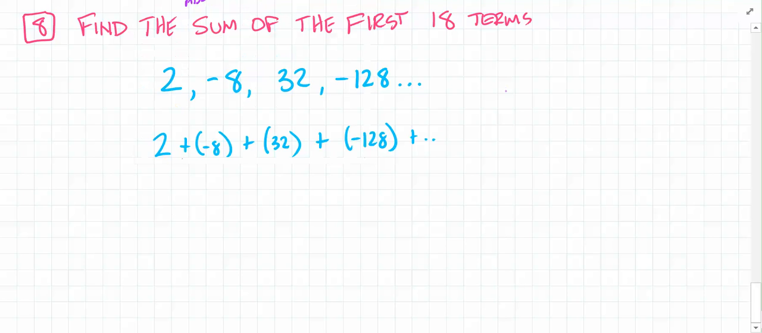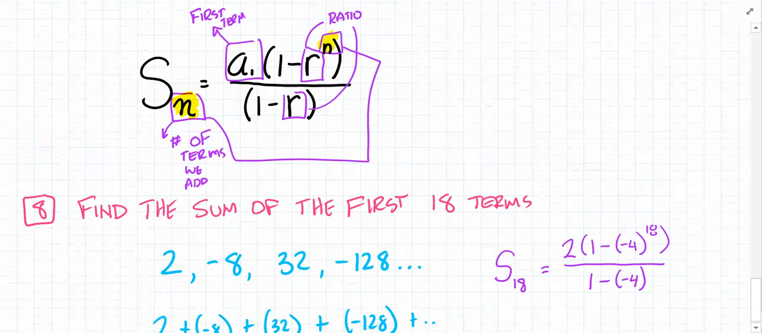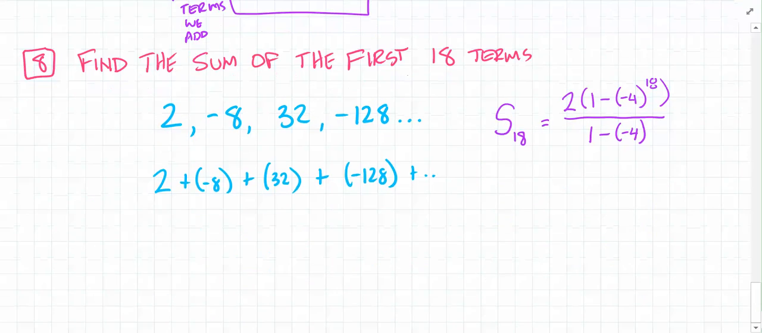You guys good so far? Okay, good. So it's going to be the very first term, which is what in this case? 2. Very good. We're going to go 1 minus the ratio. Now, what is the ratio? It's -4. Very good. So I'm going to raise -4 to what power? To the 18th power. Very good. And then I'm going to divide by 1 minus -4. That's just straight from the formula up above. That's all I did. So I rewrote it so you can see it over here to the right. The rest from here is calculator stuff.